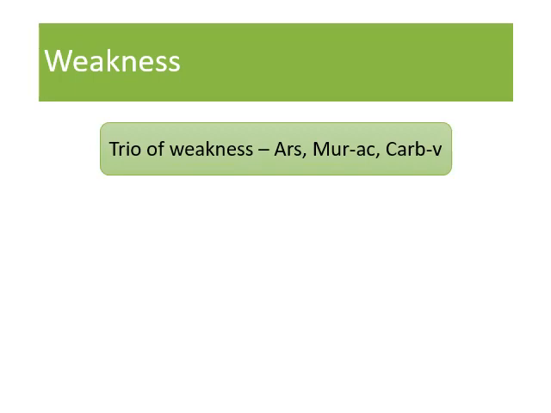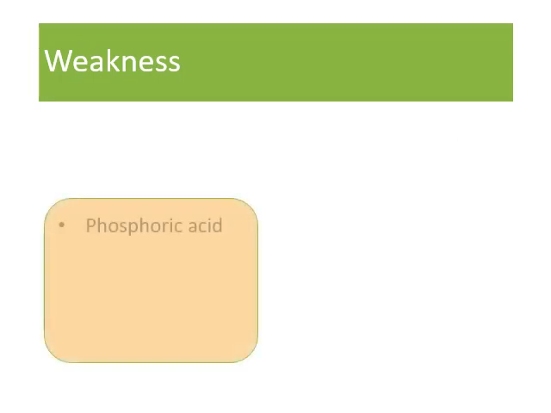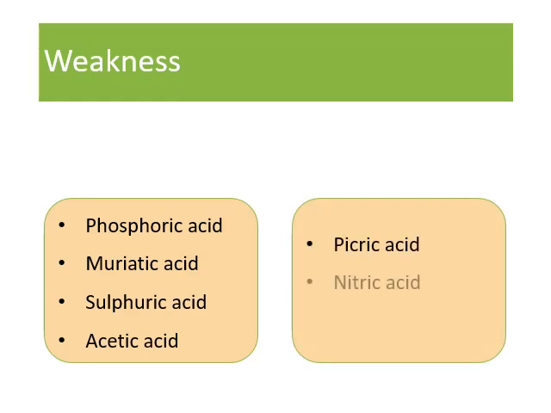And Nash's trio of weakness actually contains only one acid, muriatic acid. The trio of weakness is arsenic, muriatic acid, and carbo veg. Okay, but if you take acids in general, it is mostly the mineral acids which have the weakness, right? The phosphoric acid, muriatic acid, sulfuric acid, nitric acid, as well as of the organic acids, acetic acid, picric acid, and carbolic acid, which you have not studied, right?